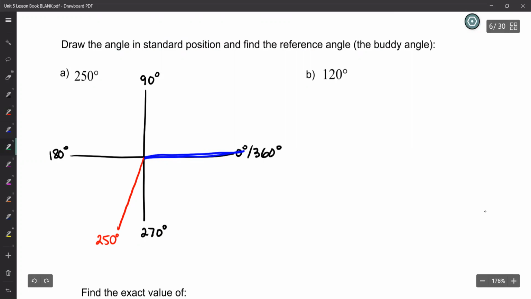Now, when I'm trying to find the reference angle for 250, I'm going to find the distance between the closest horizontal, which in this case is 180, and my arm. So what is the angle measurement in between 180 and 250? Or how could I calculate the angle slice here? It's 70. So I can calculate this by doing 250 minus 180. And that will give me that little slice in between there. That will give us 70. So that's our reference angle.